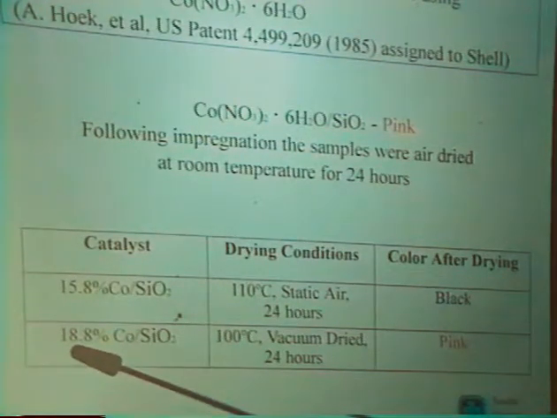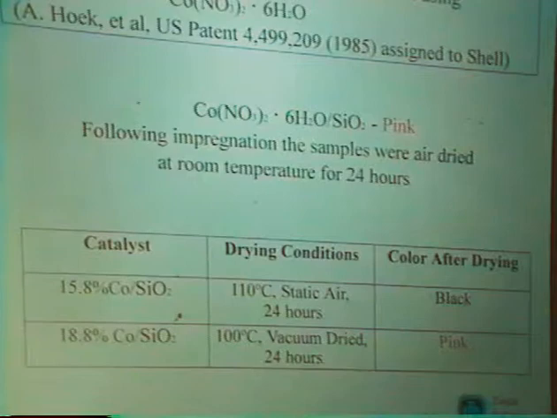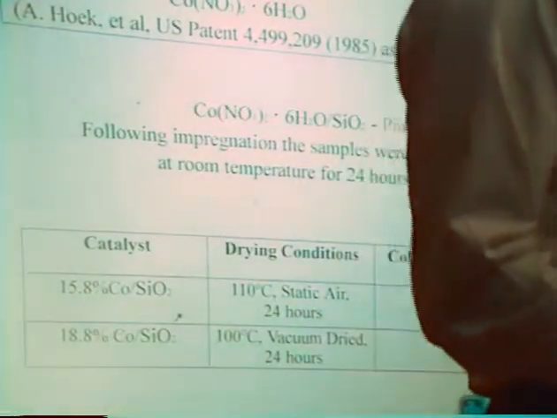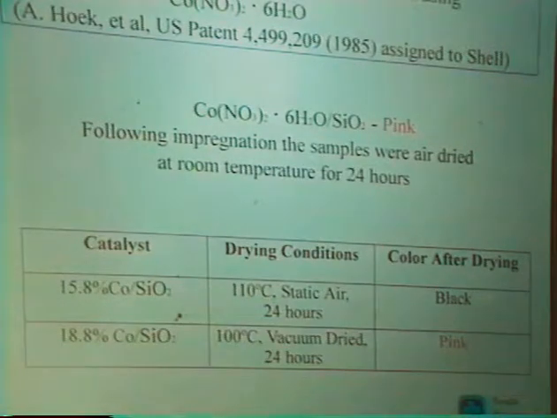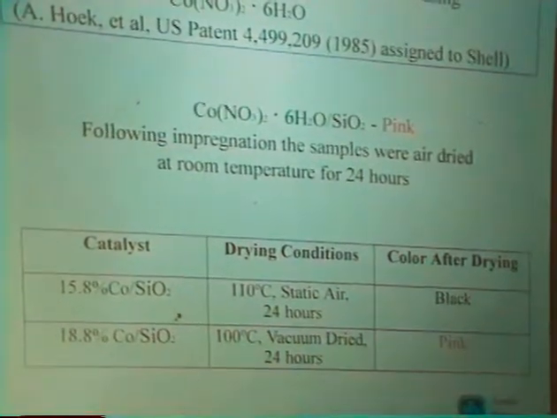A second sample that we looked at was an 18.8 weight % cobalt on silica sample that we vacuum dried at 110 degrees C for 24 hours. Following removal of this sample from the drying oven, this sample had remained pink, which indicated that we did not have any nitrate decomposition that had occurred at 100 C in a vacuum environment.